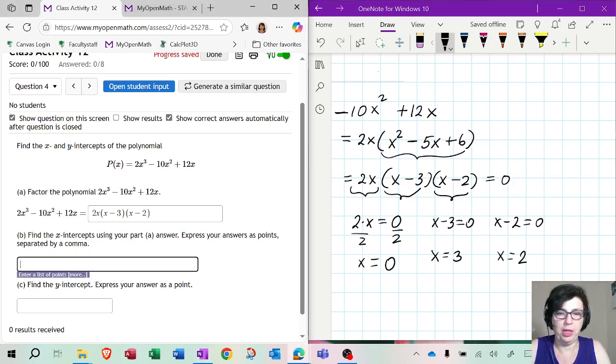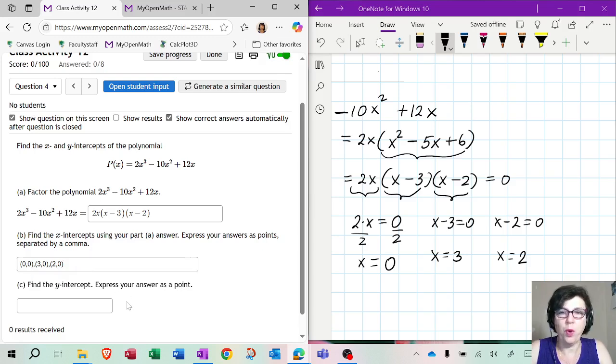Okay, so the intercepts here are going to be 0, and then the y value is obviously 0 because for all x-intercepts, y is also always 0. So we got 3, 0, and then we also have 2, 0. So those are the points.